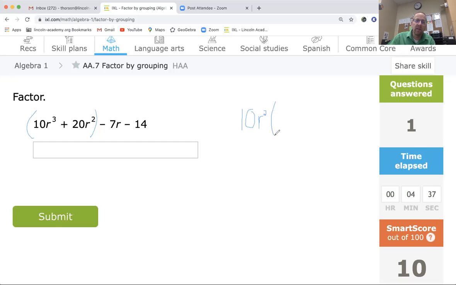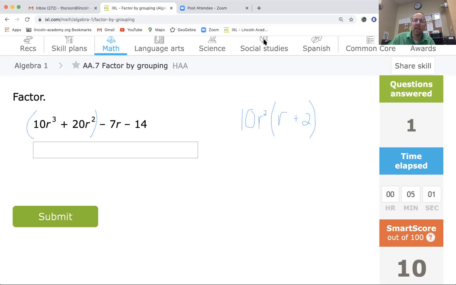So what's left of the first term? Very good, just an r. Plus, what's left of this second term? Careful. Yeah, 2. 20 divided by 10 is a 2. So we're left with a 2. All the r's are factored out.